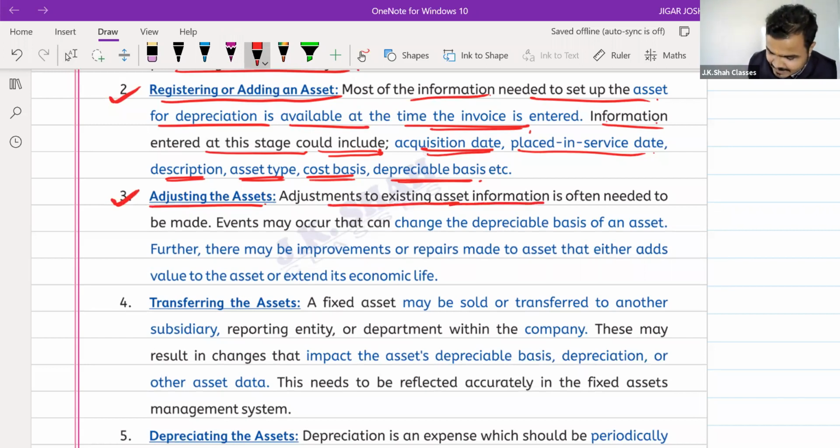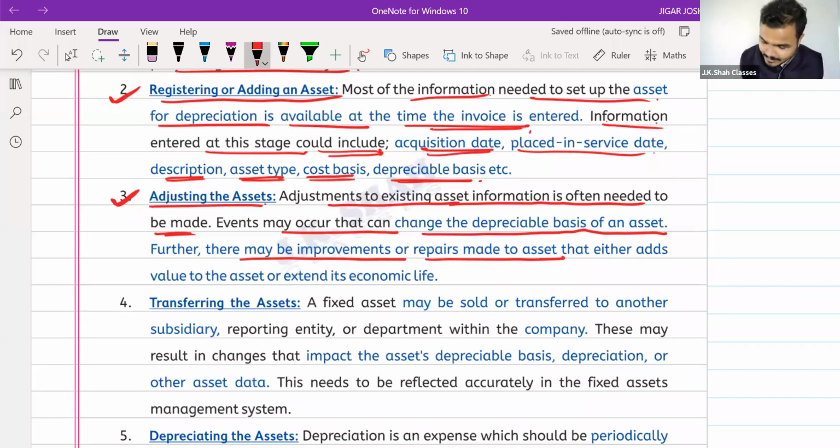Adjusting the assets. Adjustment to existing asset information often needs to be made when an event occurs that can change the depreciable basis of an asset. Further, there may be an improvement or repair made to the asset, which either adds value to the asset or extends its economic life. Whenever any incident takes place because of which my asset value is either increasing or decreasing, that is required to be noted down, and that comes under adjusting the asset.